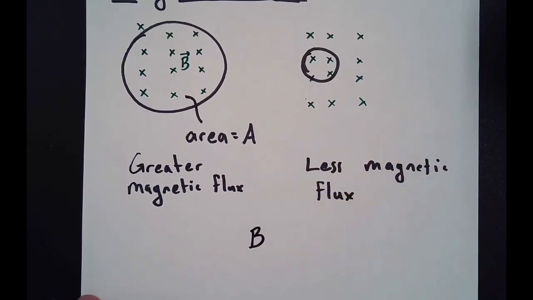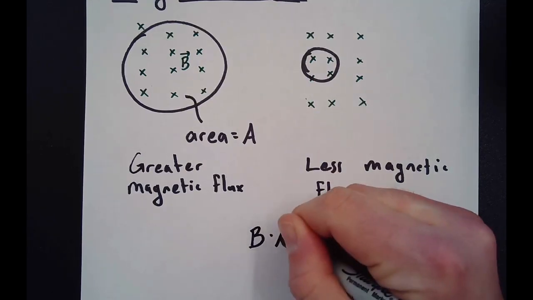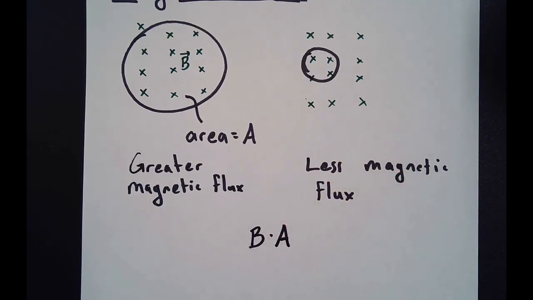Stronger field will be more flux. Bigger loop will be more flux, more area. So the product of those two serves as a definition for flux. If you have a stronger field, if you have a bigger area, overall, more field strength is enclosed by that loop.